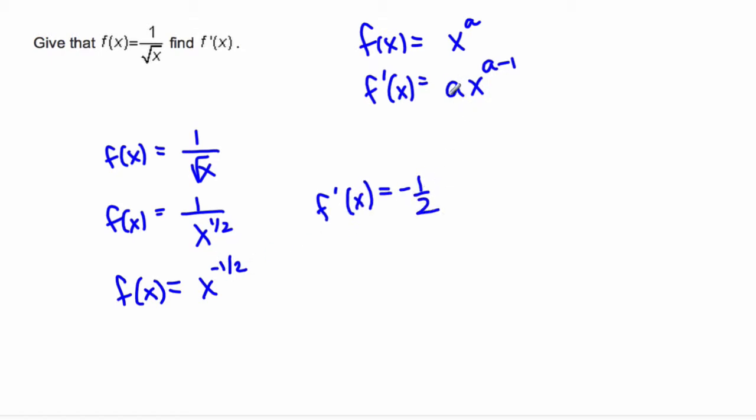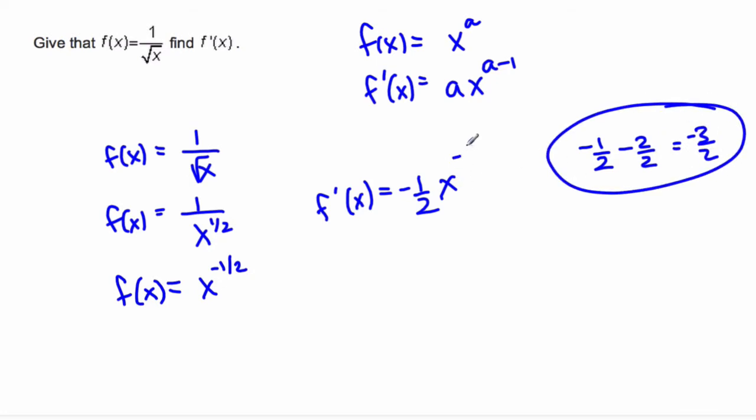See, the a basically comes down, and then we have x, and then we subtract 1 from this value, and you should know that minus half minus 1 is the same thing as if I do minus 2 over 2, which is minus 3 over 2. So that's minus 3 over 2. So technically this is a correct answer.